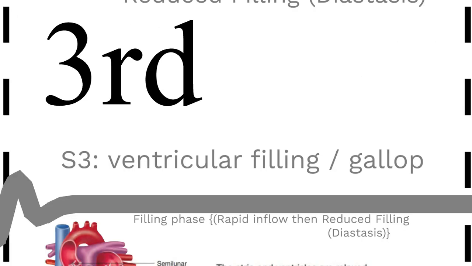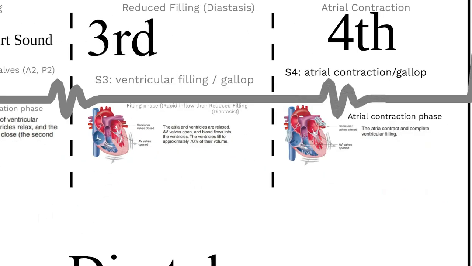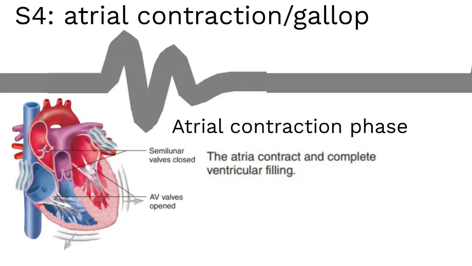The next phase is the filling phase, where you can appreciate the third heart sound. We call it the ventricular filling gallop. This can be a normal finding, but when there is heart failure or the left ventricle is dilated, you can appreciate the third heart sound. The fourth heart sound represents the atrial contraction, and this is almost always pathologic. It means that the atrium is contracting against stiff ventricles.